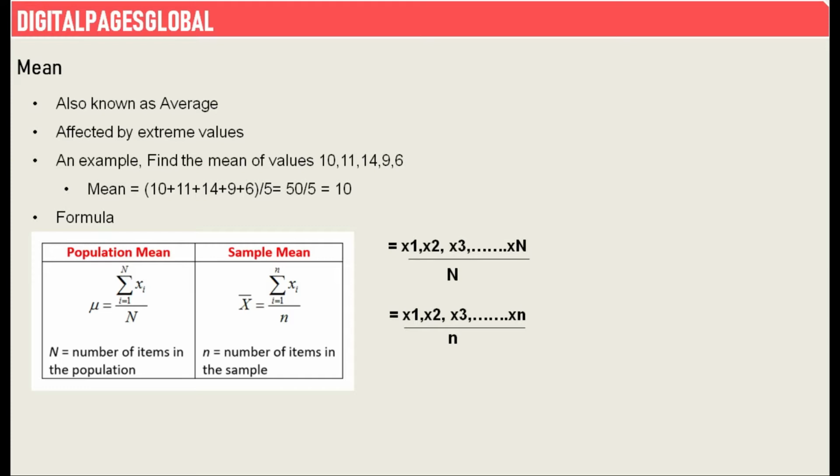X bar is equal to sigma xi divided by small n. Xi is again the number of items in the sample that you have selected, and n is the number of items in the sample. So the formula is sum of x1, x2, x3 to xn divided by capital N or small n.